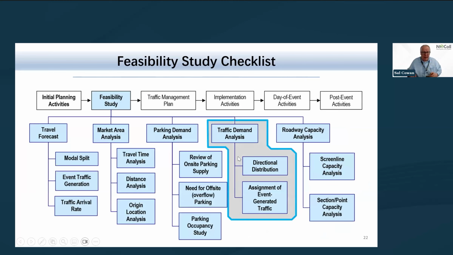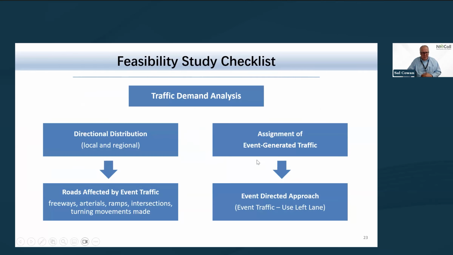Next, we'll talk about traffic demand analysis. Traffic demand analysis essentially is some of the parts that we've all talked about: travel forecast, knowing your mode split, arrival rate, event traffic generation, market area analysis, where your attendees are coming from, and parking. It's all self-explanatory. The checklist really does give you the information in very plain language. And all of this feeds into the traffic demand analysis.